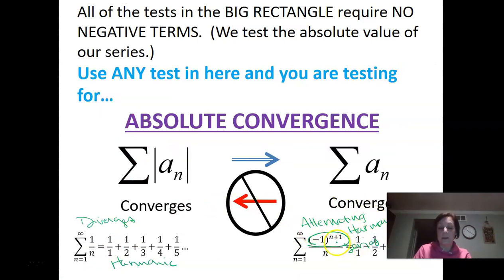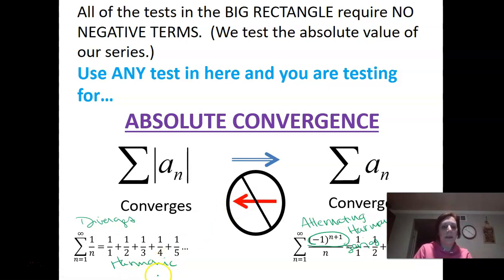Well, guess what? The alternating harmonic series converges. But if you take its absolute value, not so much. Okay, so this guy does not converge absolutely. He does not have absolute convergence. This series converges, but if you take its absolute value, it doesn't converge anymore. Okay. So it doesn't work both ways. We have to be really careful with that. So if you take the absolute value and you test it and it converges, we say the original series converges absolutely. If you test that series and it doesn't converge, then we have more work to do.